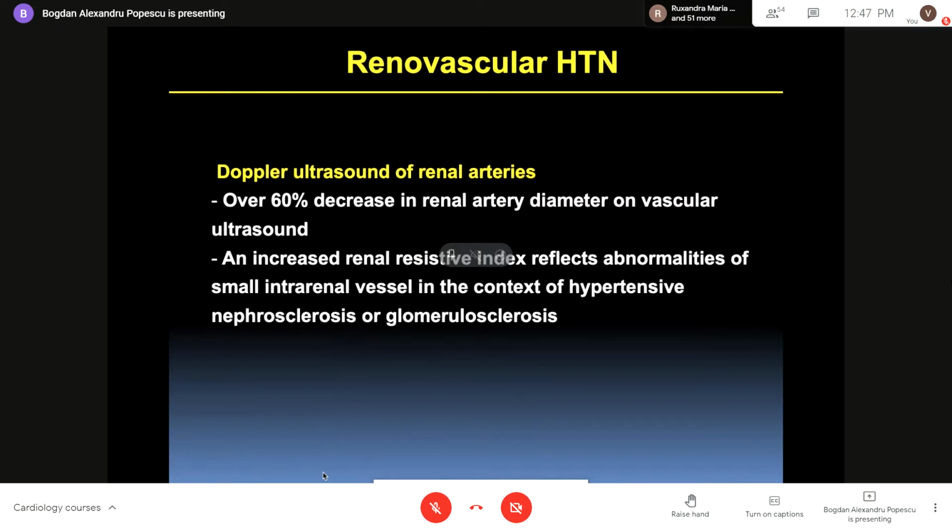So Doppler ultrasound is the first line. You may see a decrease in the renal artery diameter when performing, not echocardiography, in this case is not the heart, so we call it vascular ultrasound. And you can also find some indirect features by measuring some indices reflecting abnormalities in the flows inside the intrarenal vessels.